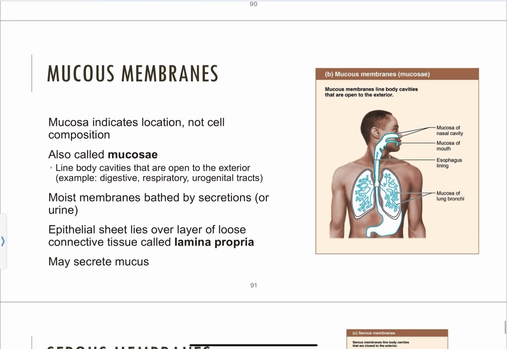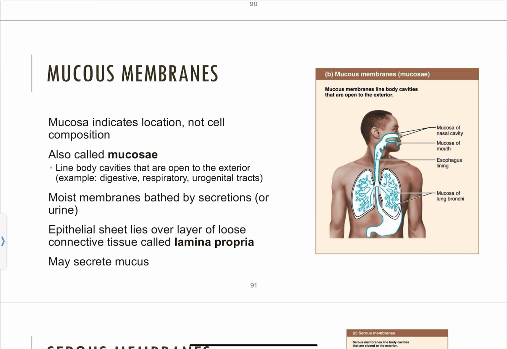The second type of membrane we have is a mucous membrane. So this is going to be lining our internal body cavities that are actually exposed to the external environment. Mucous membranes are also called mucosa. So they're going to line things like our digestive tract, respiratory tract, as well as our urogenital tract. And they're called mucous membranes, so they are going to be moist because they're constantly going to be bathed by secretions or urine if we're talking about the urogenital tract.